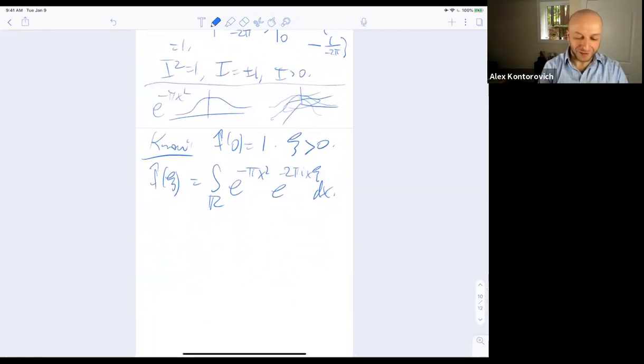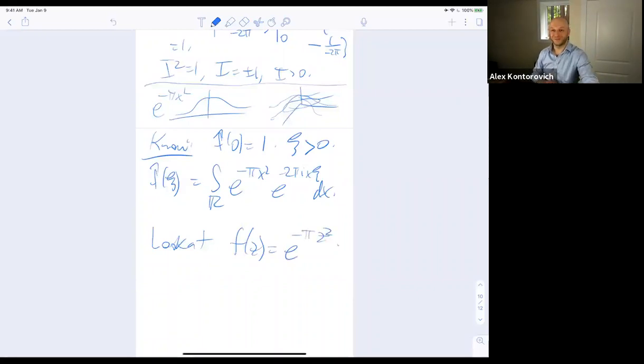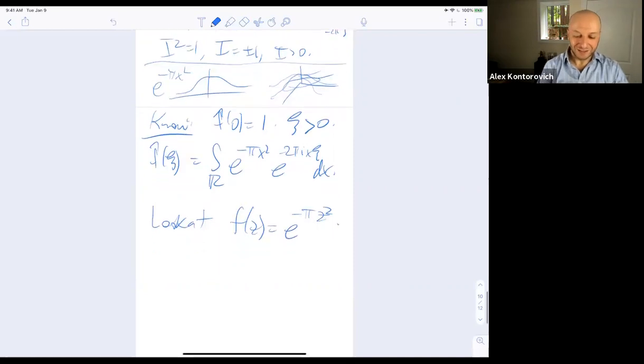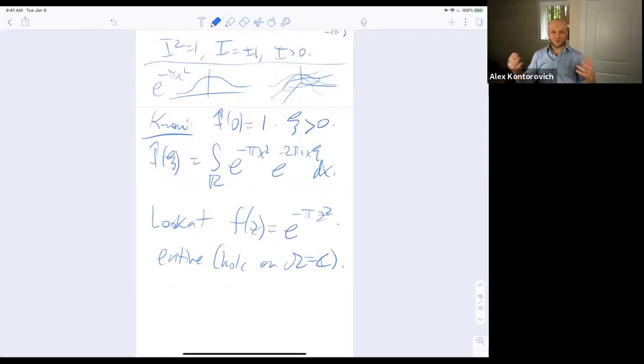So here's my claim. Look at the same f. Look at f of z equal to e to the minus pi z squared as a holomorphic function. Okay, so this is entire, in fact. It's holomorphic on omega equal to C. There's no problem defining z squared. There's no problem defining the exponential function.